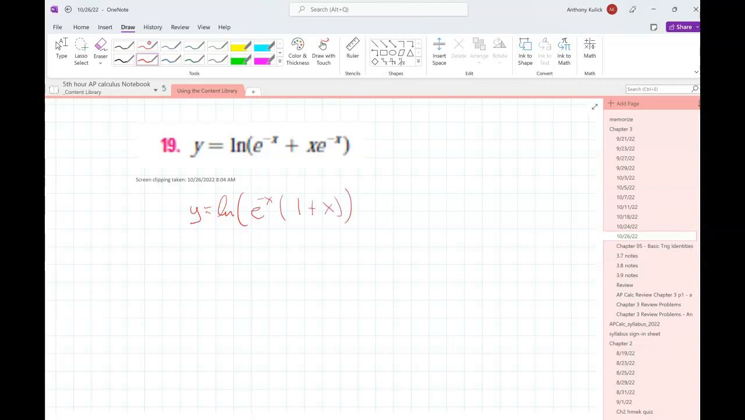Now, why is that to our advantage? Because now we can turn this into a product property. So if I use the product property for logs, I can rewrite that as the natural log of e to the x plus the natural log of 1 plus x. Right? Log of a times b is equal to log of a plus log of b. That's all I'm doing there. And this is lovely, because what is the natural log of e to the negative x?